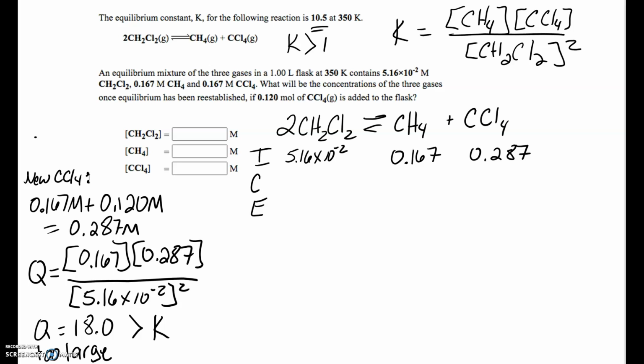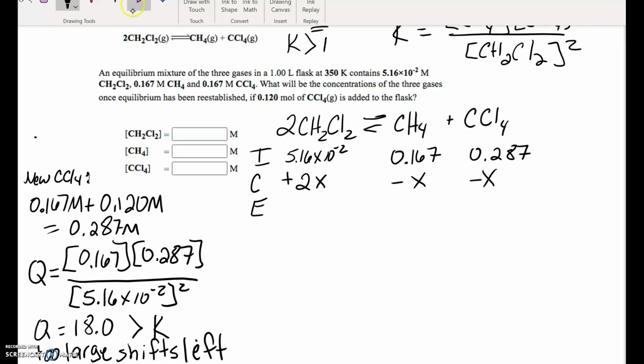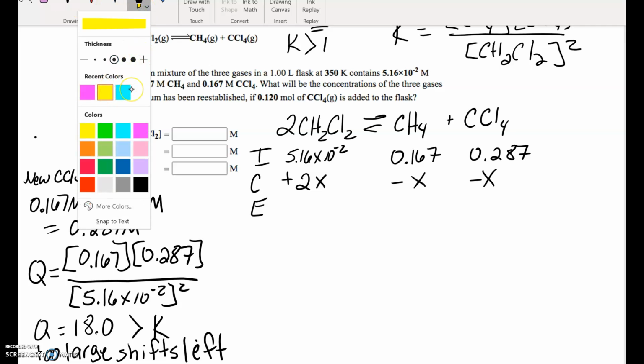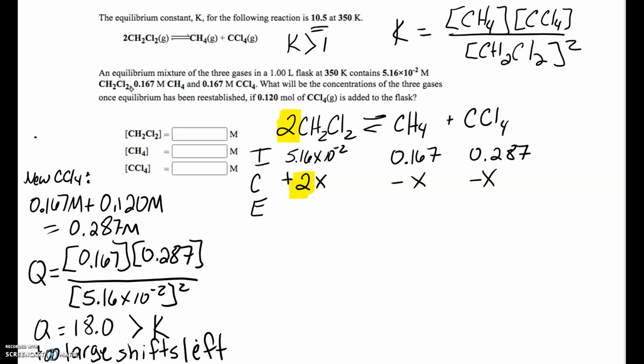This is greater than K. So that's too large right now. And since this is products over reactants, it's telling us that we have too many products over our reactants. It's making this number too big. The products are in the numerator. So this is going to shift to the left to make a smaller number. So if Q is greater than K, shift left. If Q is less than K, shift right. That tells us our change. If we're going to shift to the left, that means that the products are going to go down and the reactants are going to go up.